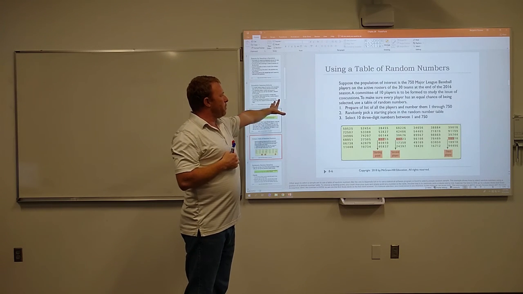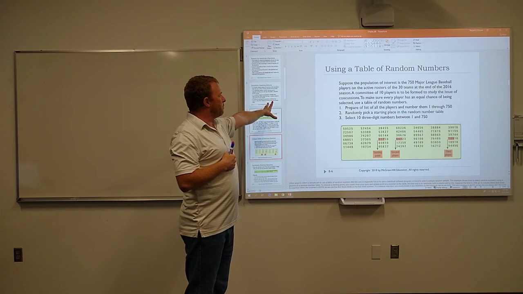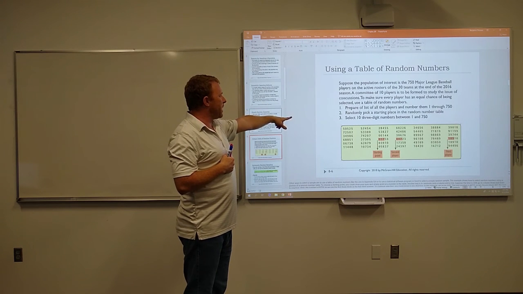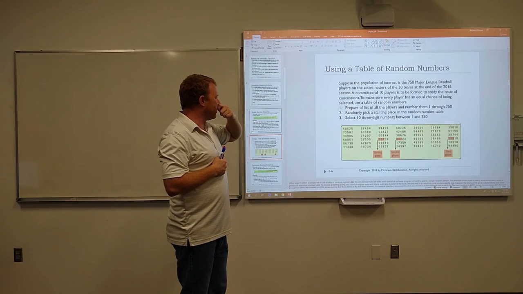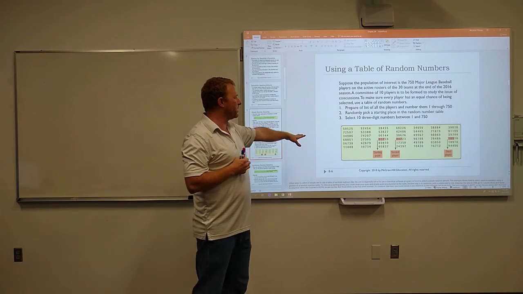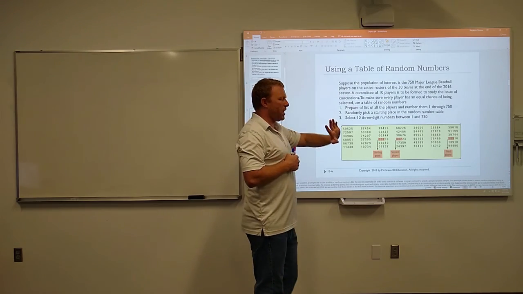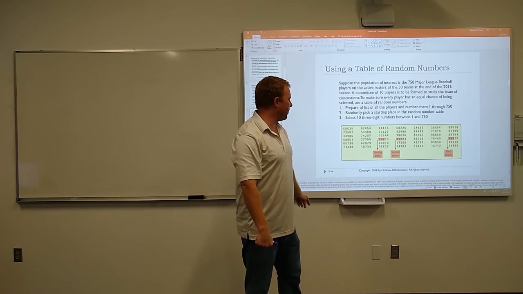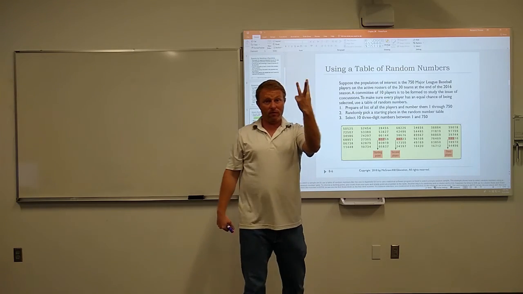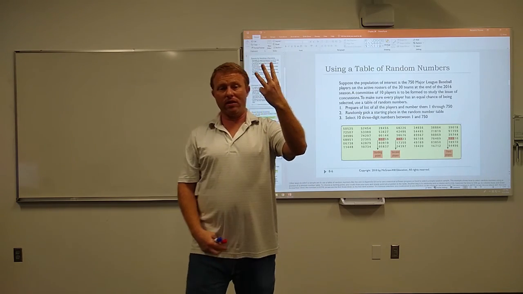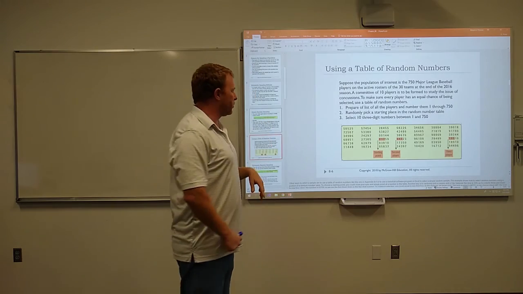But using the same example, suppose we got to pick the same 10 players. So prepare a list of all the players and number them 1 through 750. Okay, so we have numbers 1 through 750. So the 750 is the largest number we have, isn't it? So 750, 3 digits in that number.